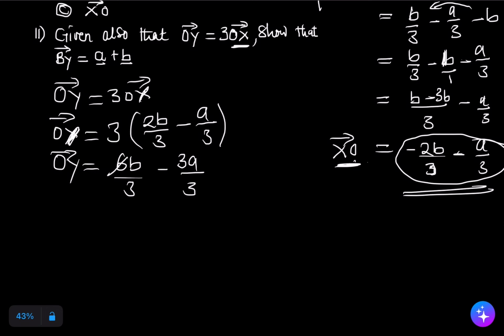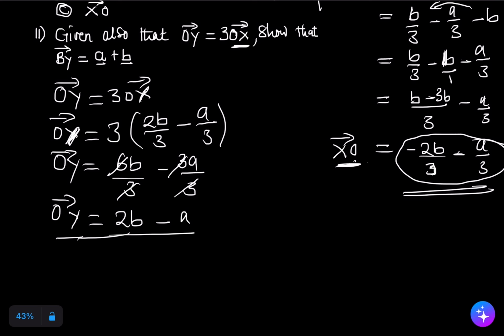So 3 into 3, and 6 divided by 3, what we get is 2. So that one gives us 2b. And then here, 3 divided by 3, what we get is a. That's what we get, so this is our OY.